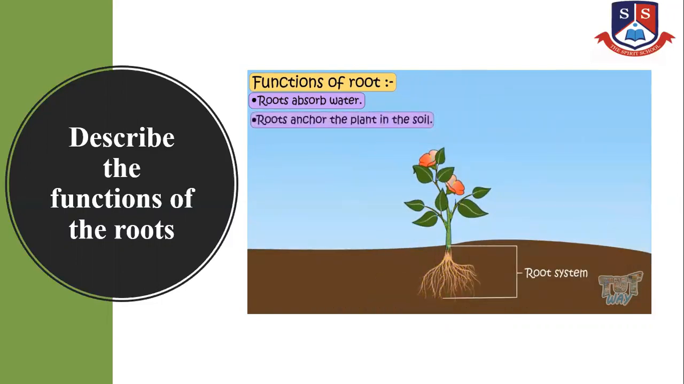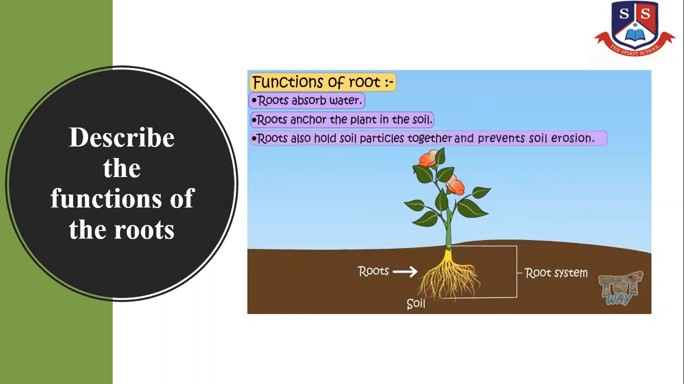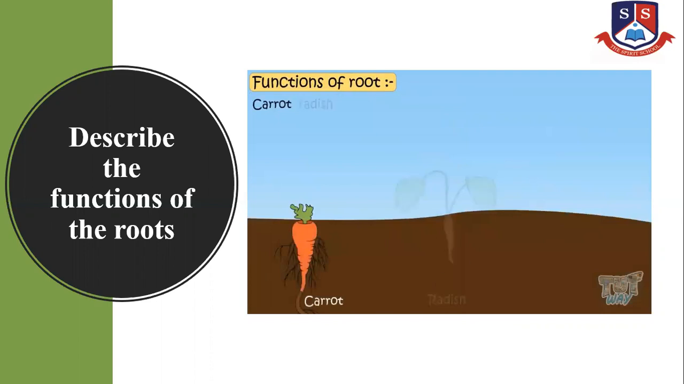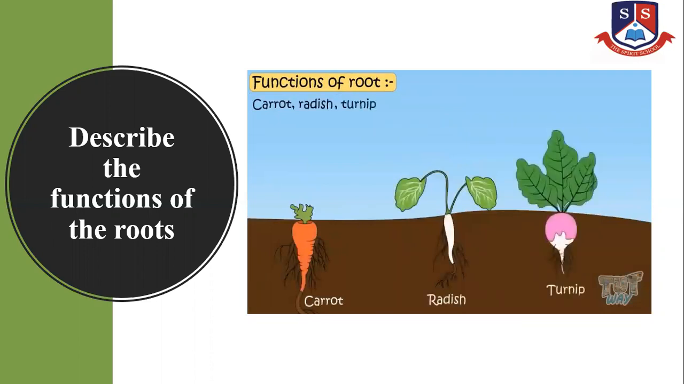Roots anchor the plant. That is, roots fix the plants into the soil. Roots also hold soil particles together that prevents the soil from being washed away with rain or storm. So roots are the support system of the plant. Some roots also store food in them, like carrots, radish, and turnips are tap roots that we eat.